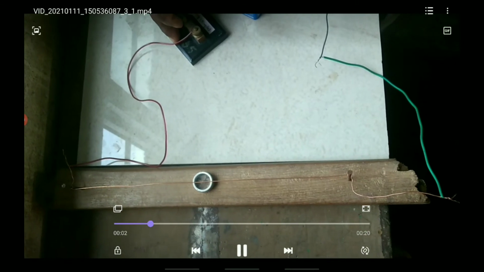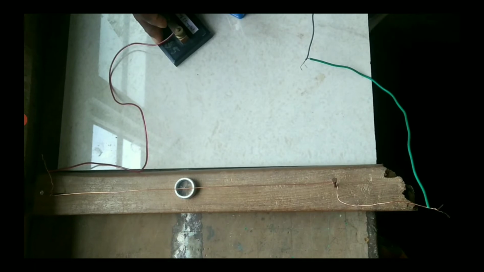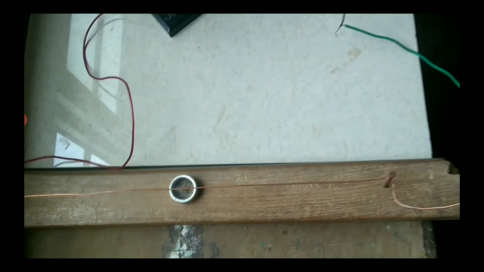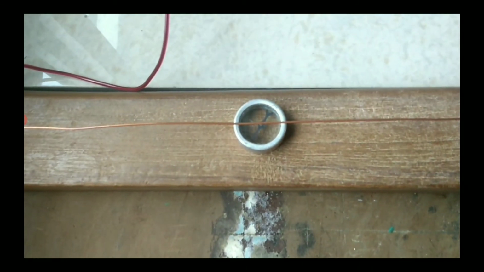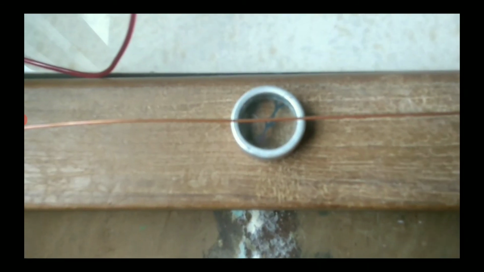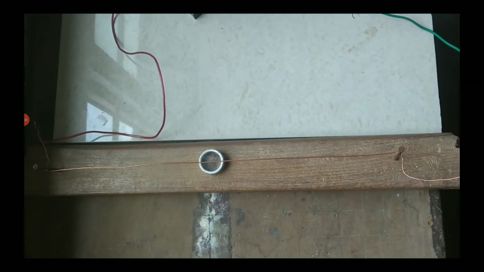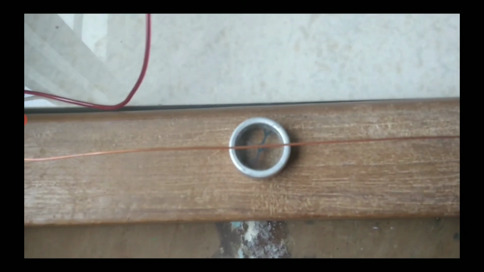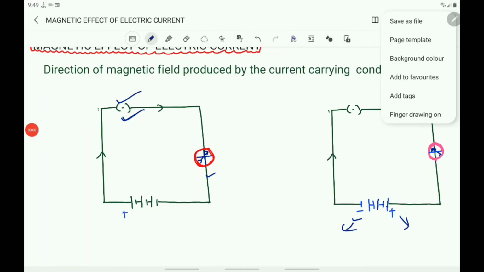Plug the key, the circuit will be closed and electric current will pass through the copper wire, and observe the deflection. Here you can observe the deflection in the magnetic needle. As you observe, the deflection in the needle becomes opposite when the direction of the current is reversed.